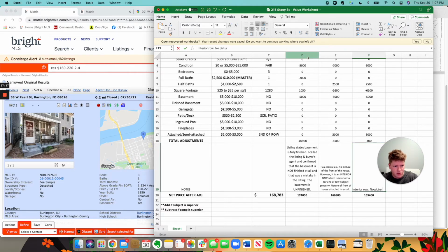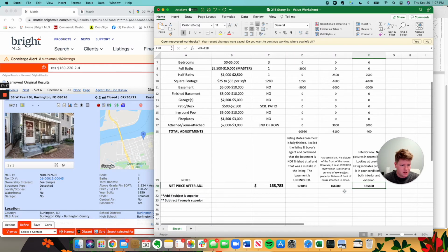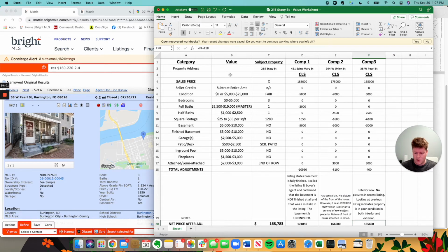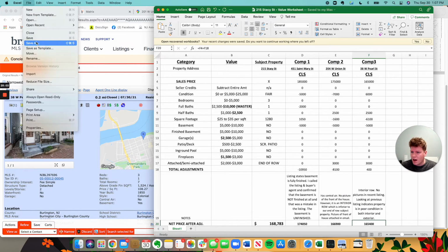No pictures in recent listing. Looking at previous listing indicates property is in poor condition in both interior and exterior. Alright, so these are our 3 comps. I'm done with this. Now I'm going to prepare my email. So I'm going to save it. I'm going to save this as a PDF.